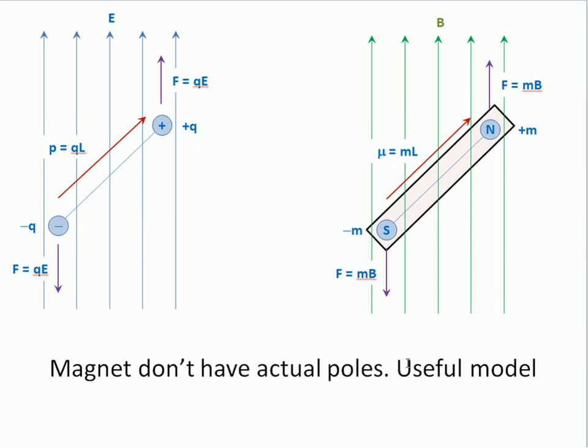So this is a useful model, right? But magnets don't have actual poles. We saw that a loop of current gives you this magnet, and so there's no actual pole. The magnetic moment is defined as M times L. So it's almost equivalent to the electric field. All the analogies are the same.